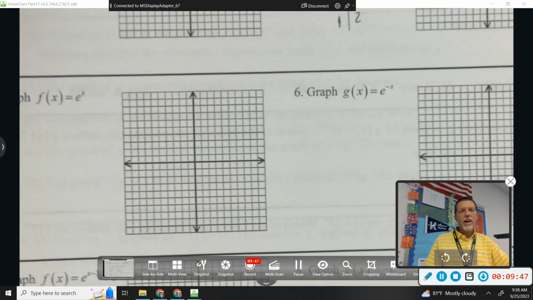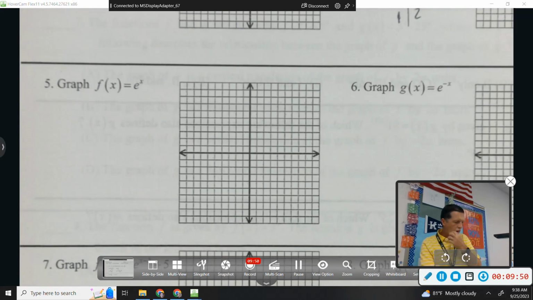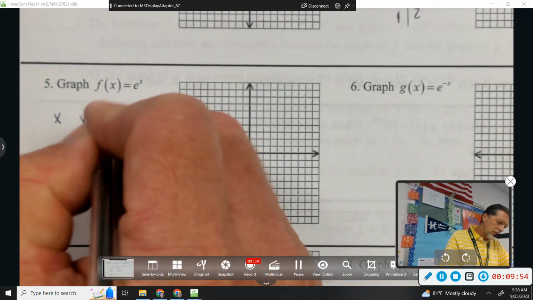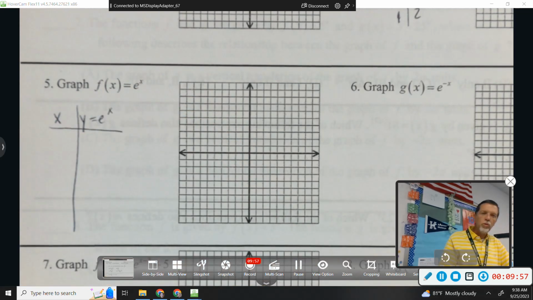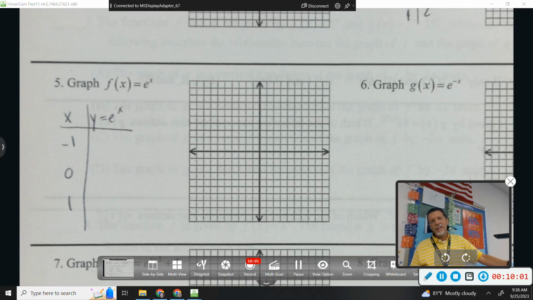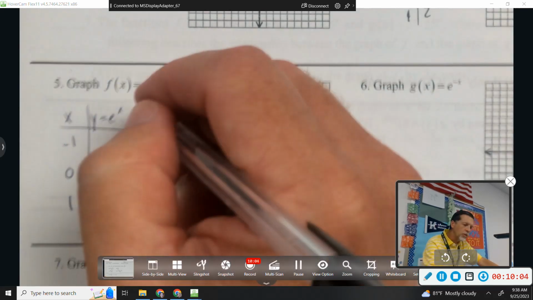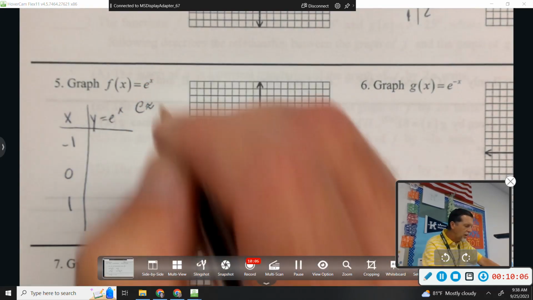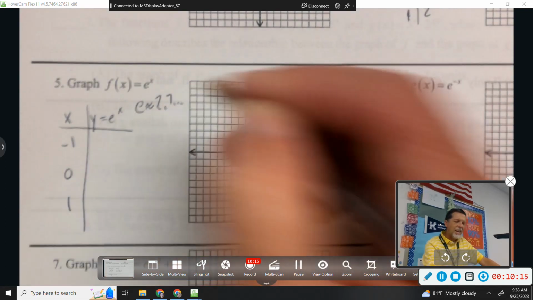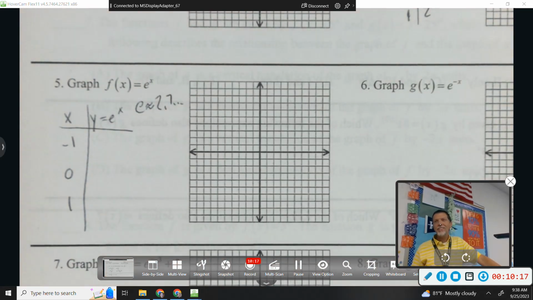Ooh, e to the x. Okay, table of values. Can't use the 2 table of values anymore. I mean, it should look like 2 to the x, but what's e equal to? Here's our key point here. What's e as a number? Do you know? About 2.7. And that's close enough, right? Look how small that graph is. You're not going to do any better than 2.7.